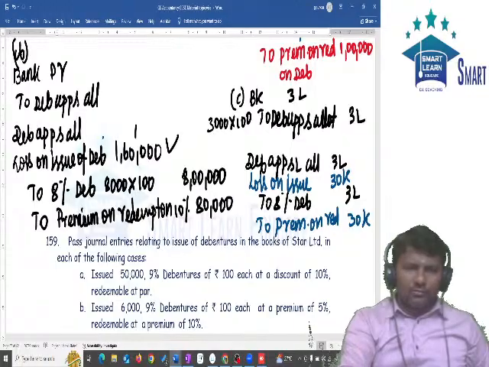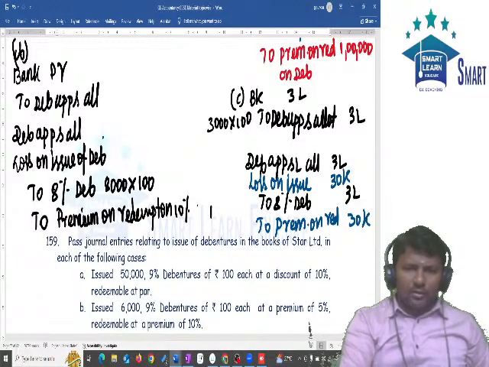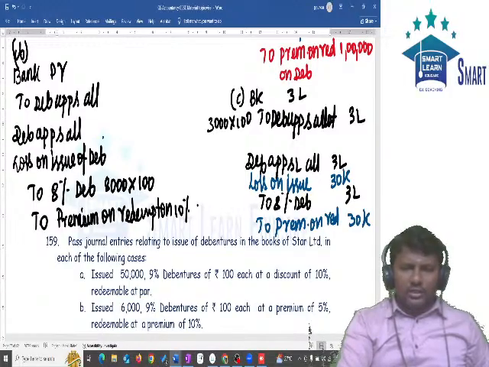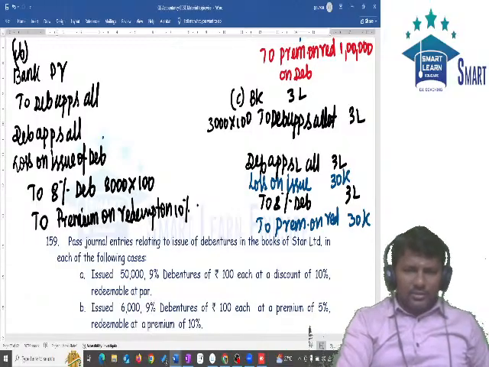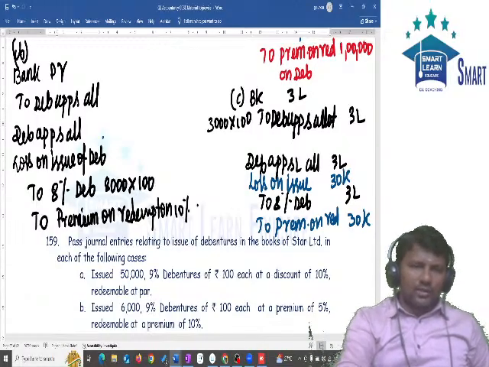So first one, debentures are issued at what? Debentures are issued at a discount of 10%. It is redeemed at par. Debentures are issued at a discount. So what is the first entry?